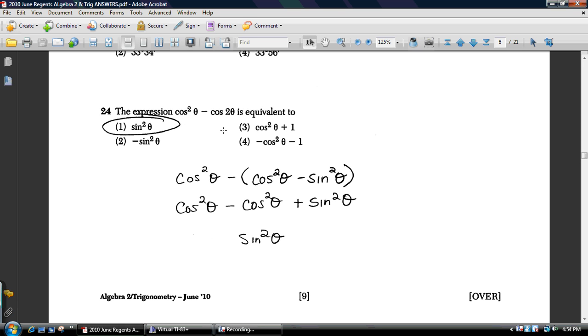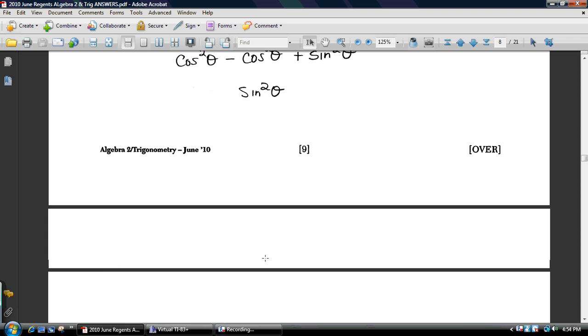And then it's really kind of a luck of the draw type deal. You try some things, you see if they work. One of the identities, if you sub it in, this one in particular, check it out. You sub it in for cos 2 theta, distribute the negative. These two cancel each other out, and you're just left with sine squared theta.